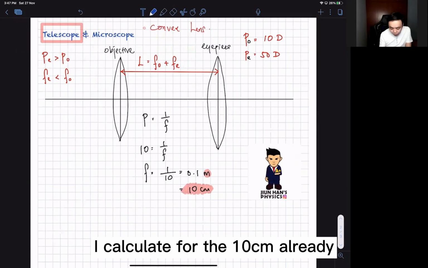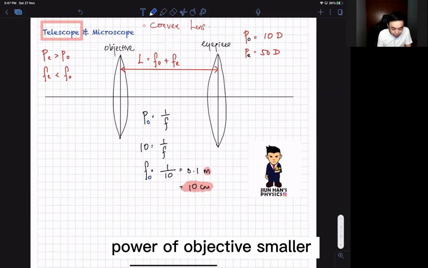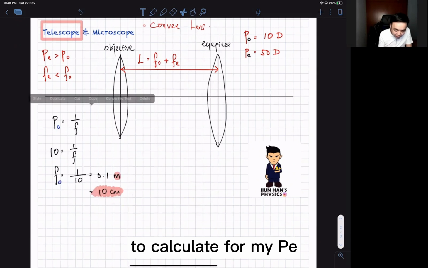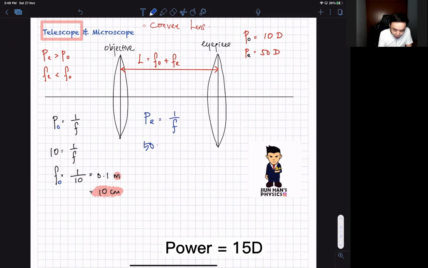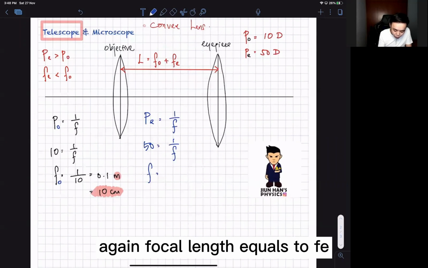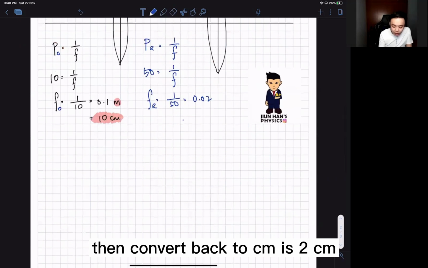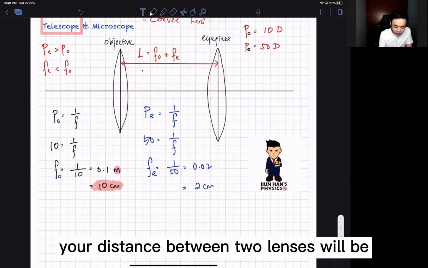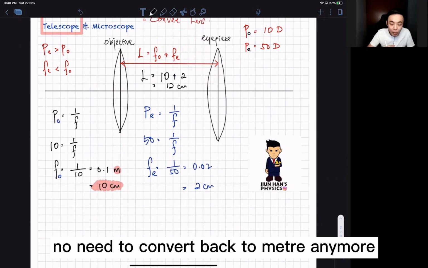Okay. Now, once you got this, the other one is simple. I calculated for the 10 already, so I will do the same thing anyway. This one is PO, so this one is FO. Power of objective is smaller. So I will do the same thing to calculate for my PE. Power of eyepiece equals 1 over F. Diopter 50 equals 1 over F. Again, focal length equals FE. It's 1 over 50, which you get 0.02. And converting back to cm is 2 cm. So ultimately, when you calculate this, your distance between two lenses will be 10 cm plus 2 cm. Your answer is 12 cm. Getting it? No need to convert back to meter anymore. You can keep it this way.